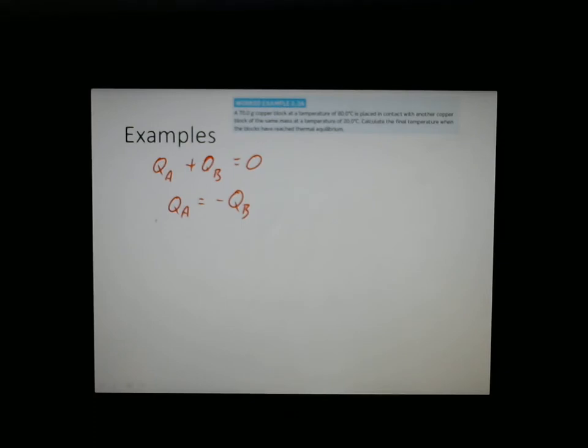So let's have a look at this. Our QA, that's copper block 1, and our QB, that's our copper block 2, the cold one. So let's start looking at this. Well, we've got two things.